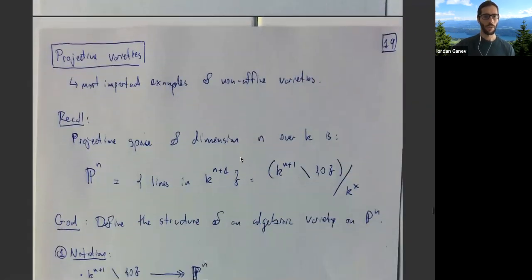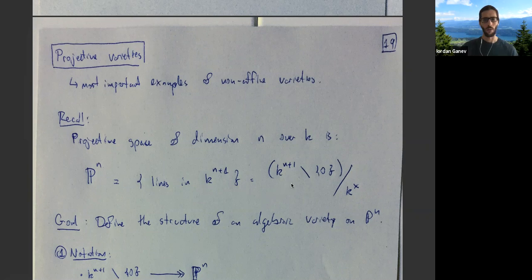Okay, so projective varieties are the first example we see of non-affine varieties. So things that are not just given by a subset of a vector space carved out by polynomials. They're locally given that way, but not globally. Maybe you've seen this definition before. If we have a vector space of dimension n plus one, and we think of lines in that vector space, then projective space is just the set of all lines.